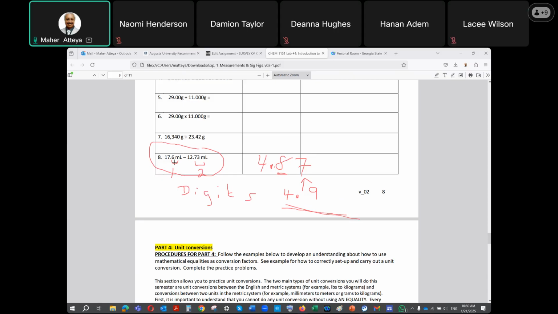First one, 17.6, we have 1 digit after the decimal. 12.73, we have 2 digits after the decimal. So that's the reason. So if I'm looking at it like this, how about minus 12? I'm not putting 0.6, just leave it as whole number 17. Minus 2 point.